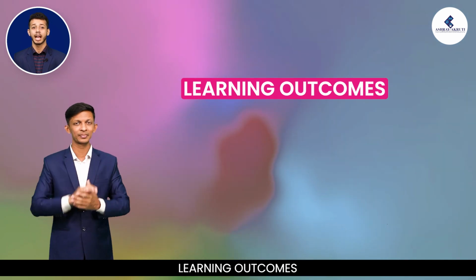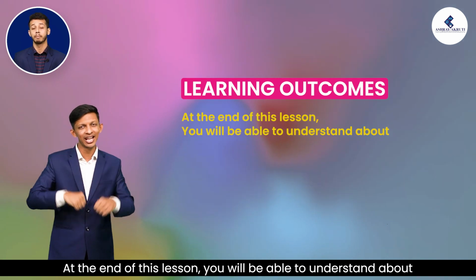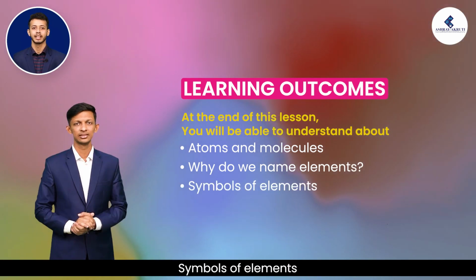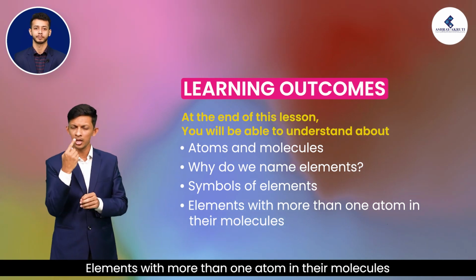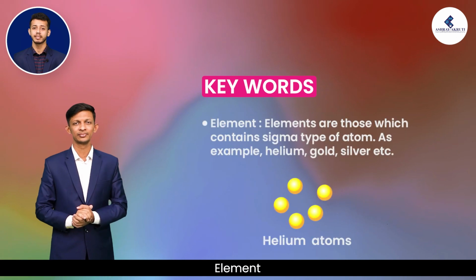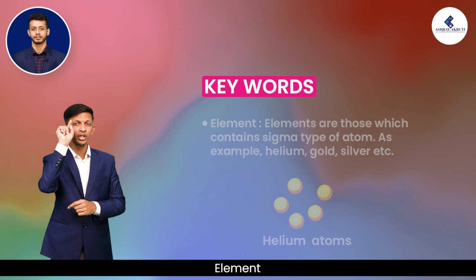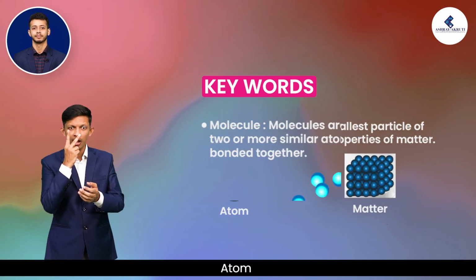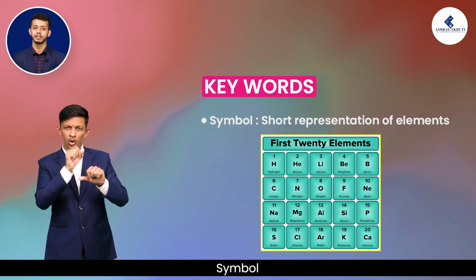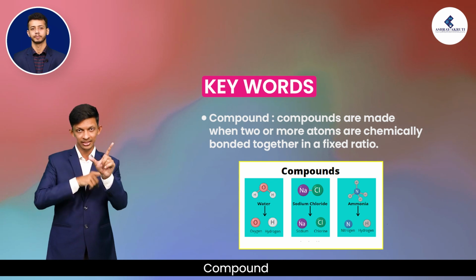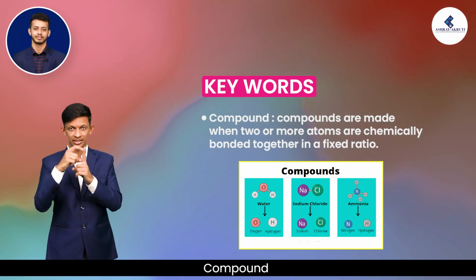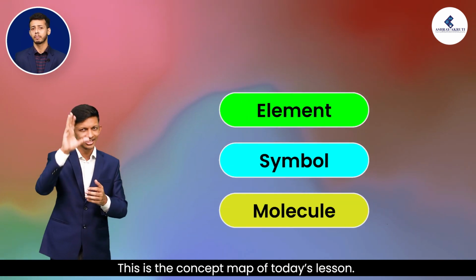Learning outcomes. At the end of this lesson, you will be able to understand about atoms and molecules, why we name elements, symbols of elements, and elements with more than one atom in their molecules. Keywords: element, atom, molecule, symbol, compound. This is the concept map of today's lesson.